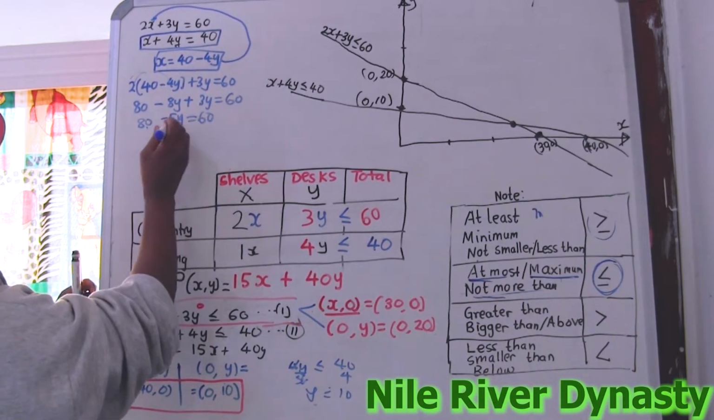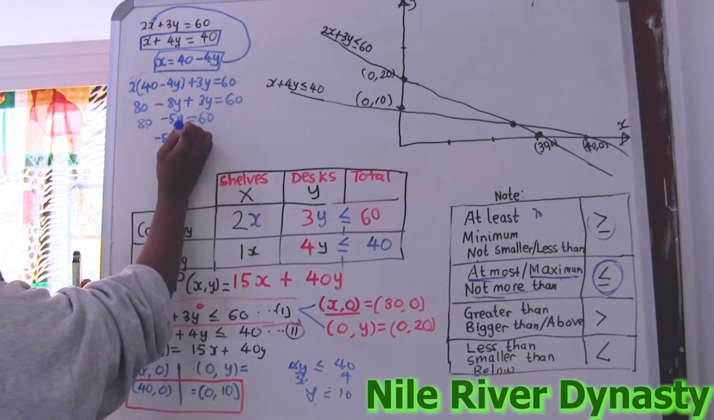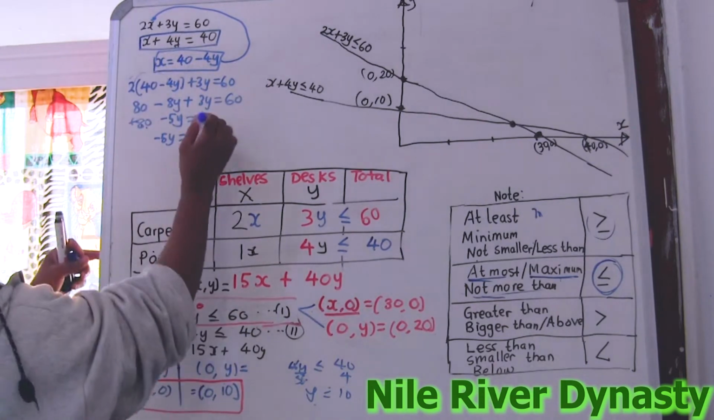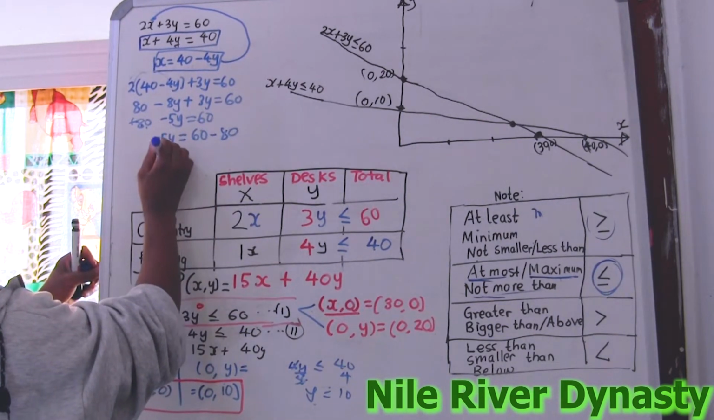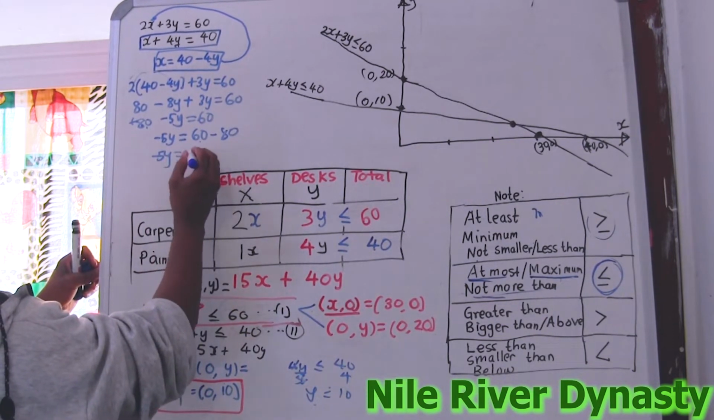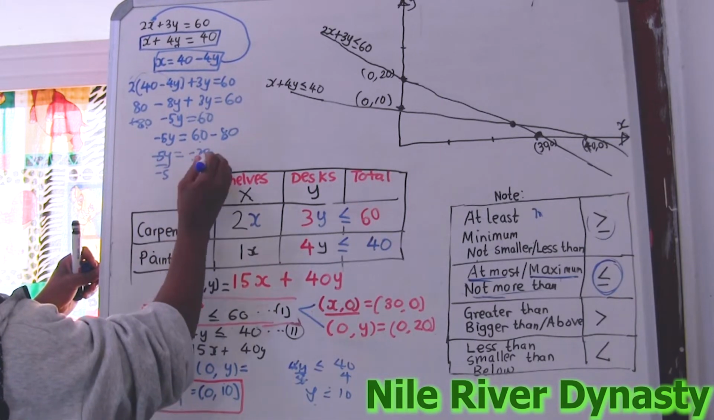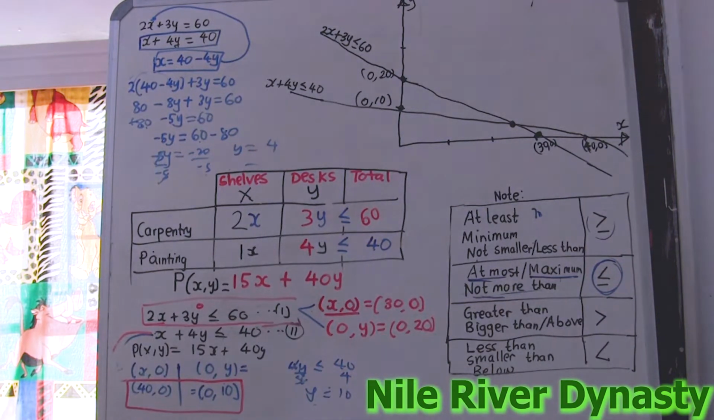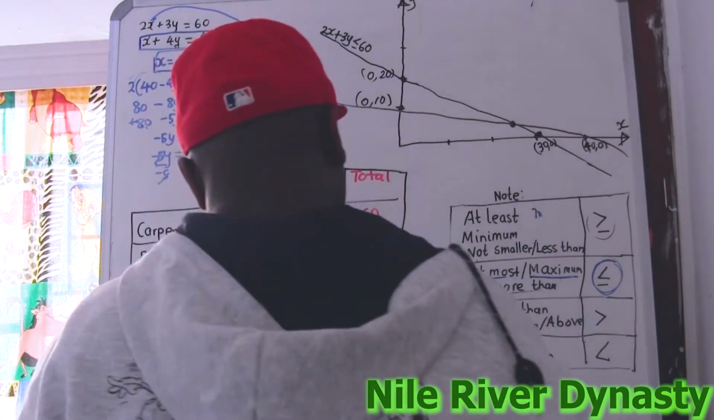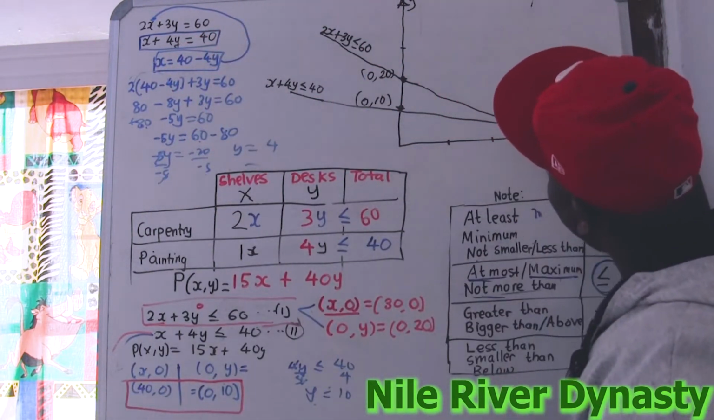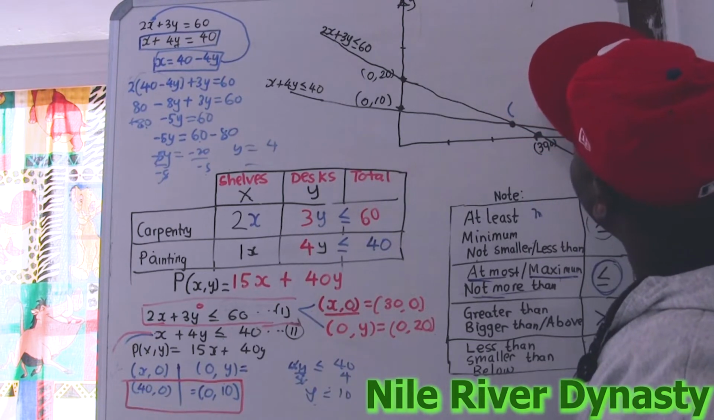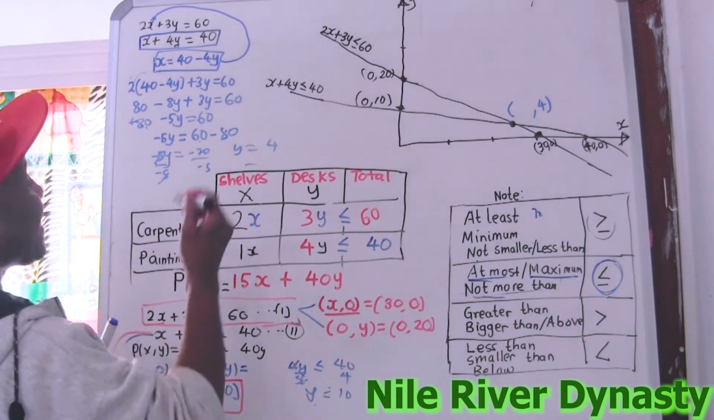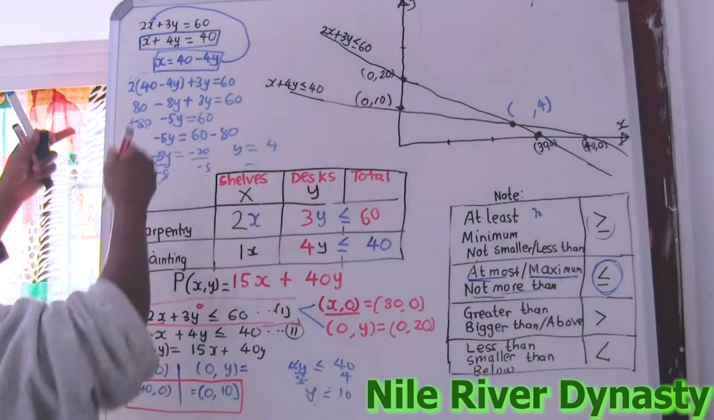So 80 minus 5y equal to 60. This 80 goes over. Remember, when you move it over, it becomes minus 80. So negative 5y equal to negative 20. Divide by negative 5 on both sides. So y equal to positive 4. So here, the y coordinate, I already have it. It's positive 4. Now we want to get the value of x at that point where they intersect.